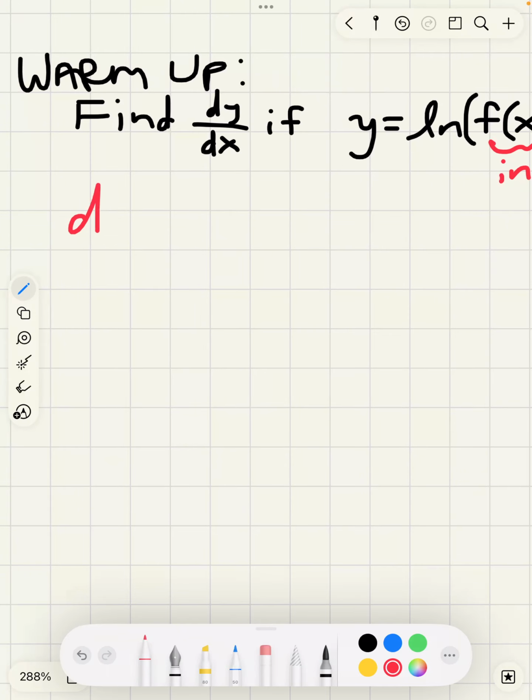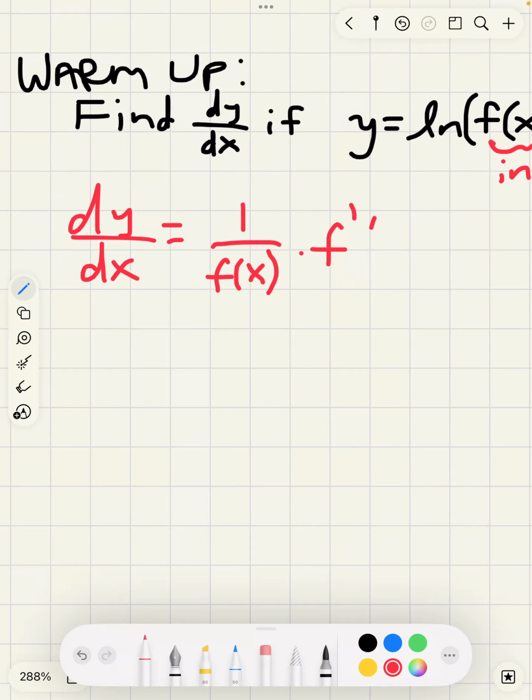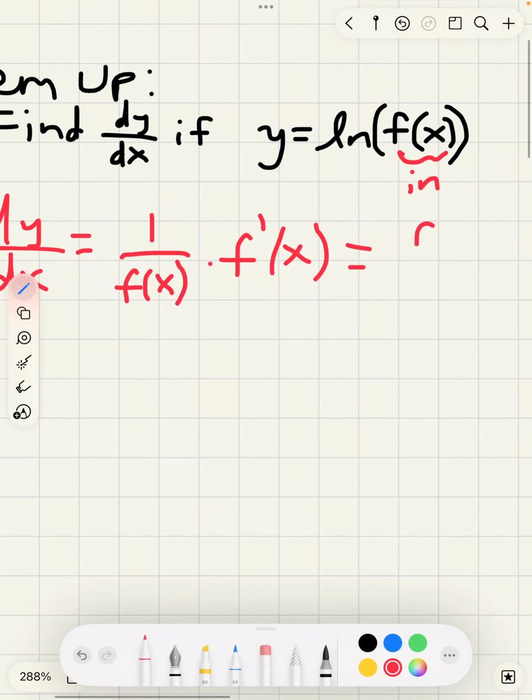is going to be equal to the derivative of the outside. So we know that if I have a function that's natural log of something, the derivative is 1 over the something multiplied by the derivative of the inside function. So if the inside function is f of x, then its derivative is f prime of x. So writing this in its simplest form, we would write it as f prime of x over f of x. And there we go. That's the derivative.